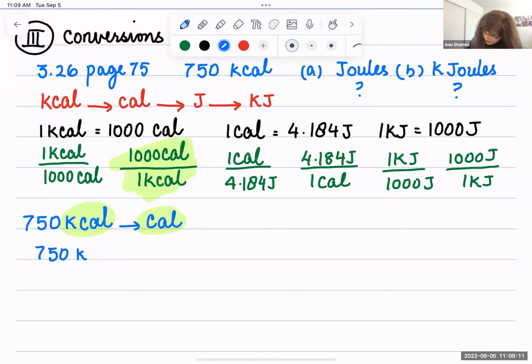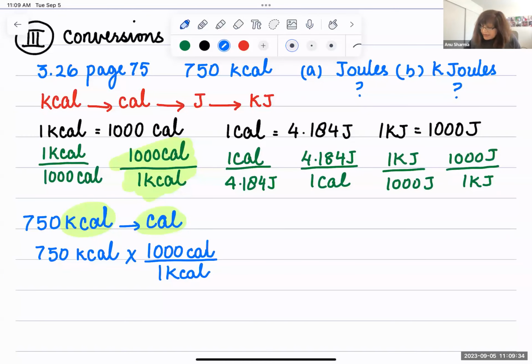So here, 750 kilocalories times 1,000 calories. Actually, this should be a small c. Small c, okay? So pay attention to that. Now, that cancels out the kilocalories. This is dimensional analysis, okay? So now you are left with 750,000 calories. This is the first step.